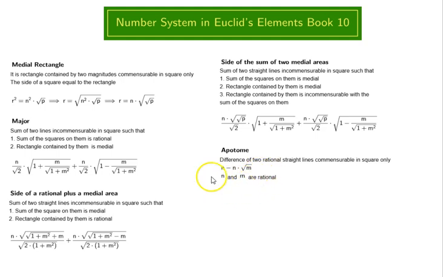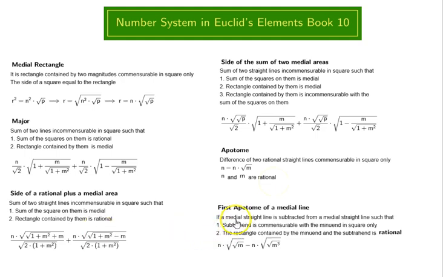So they are commensurable. n and m are rational. Then we have first epitome of a medial line. If a medial straight line is subtracted from a medial straight line such that the subtrahend is commensurable with the minuend in square only, and the rectangle contained by the minuend and the subtrahend is rational, then it is called a first epitome of a medial line. And this is the conclusion of that proposition.